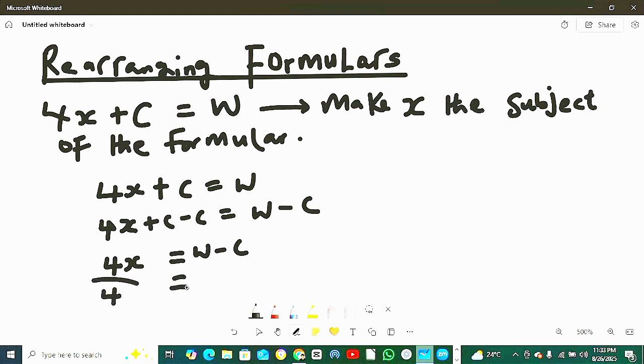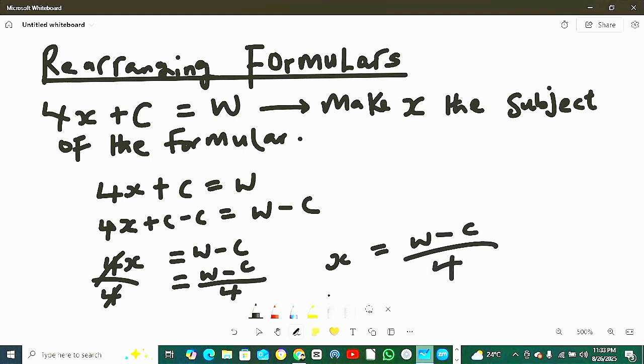The same thing we'll do here: w minus c divided by 4. So the 4 cancels the 4, and then you have x. Here, nothing can cancel anything. So you have x equals w minus c, all over 4. So now x is by itself. The answer is x equals w minus c, divided by 4.